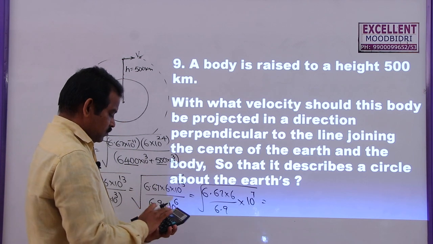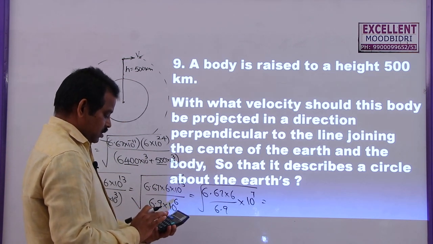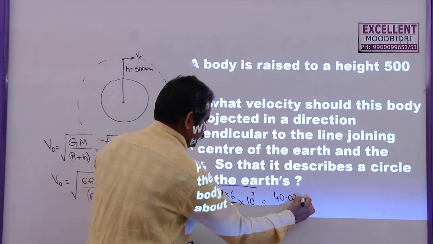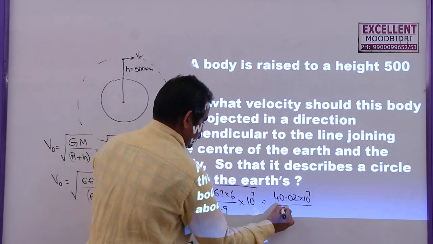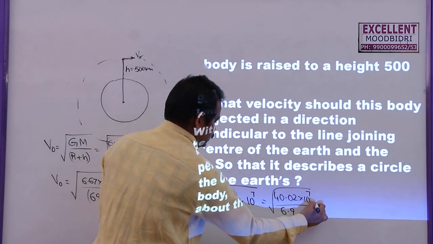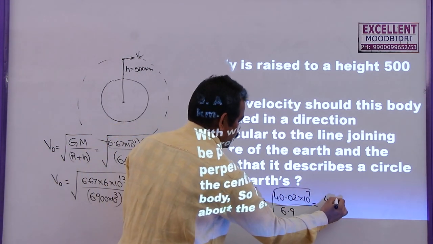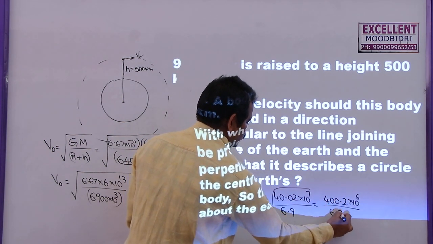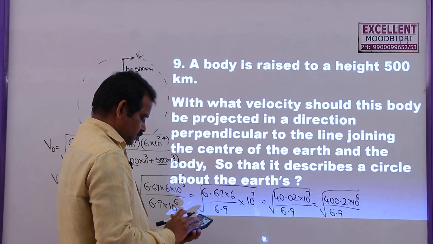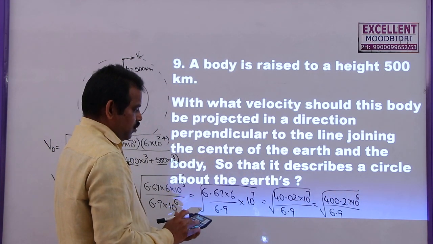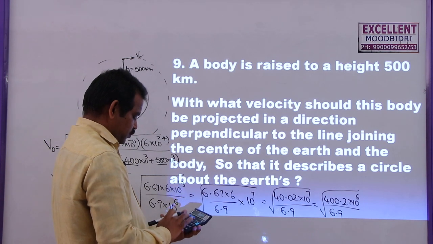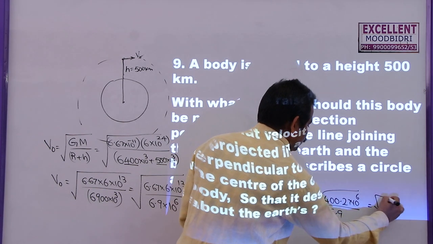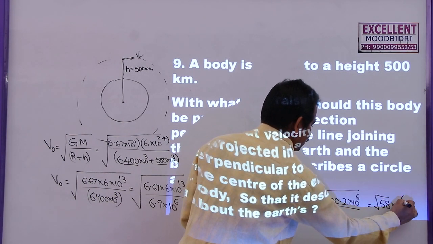Now this value: 6.67 into 6 is 40.02. So this is 40.02 into 10 power 7 by 6.9, which can also be written as 400.2 into 10 power 6 by 6.9 under root. So this value 400.2 divided by 6.9 is exactly 58. So root over 58 into 10 power 6.